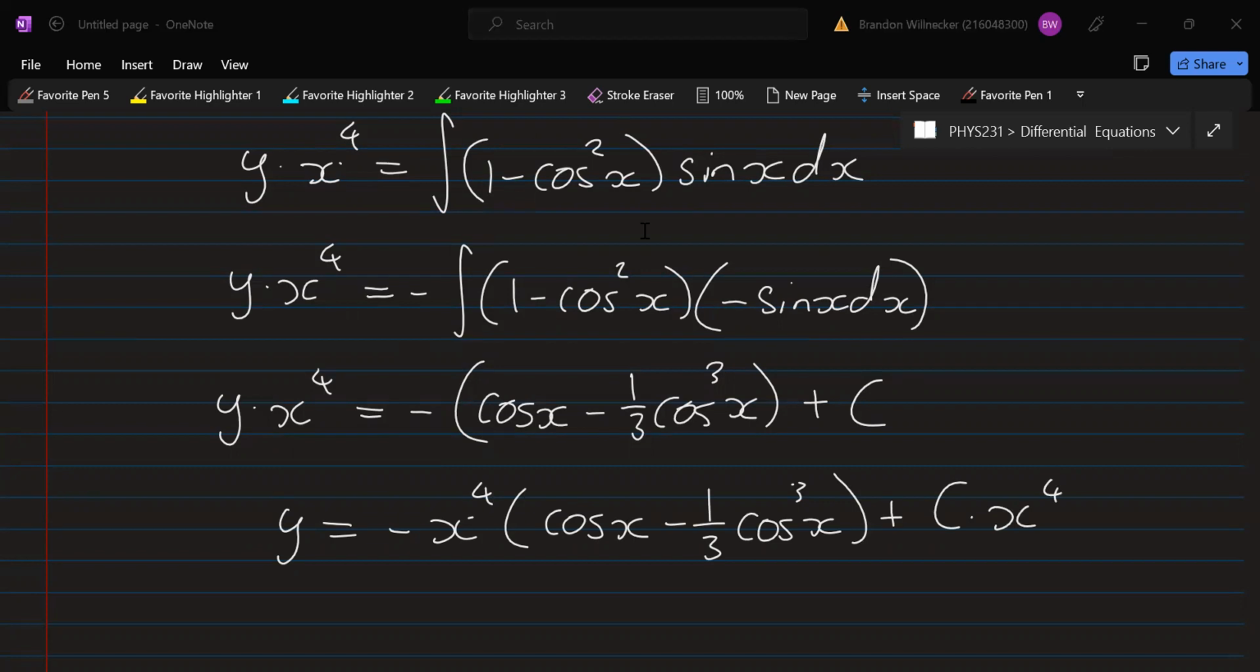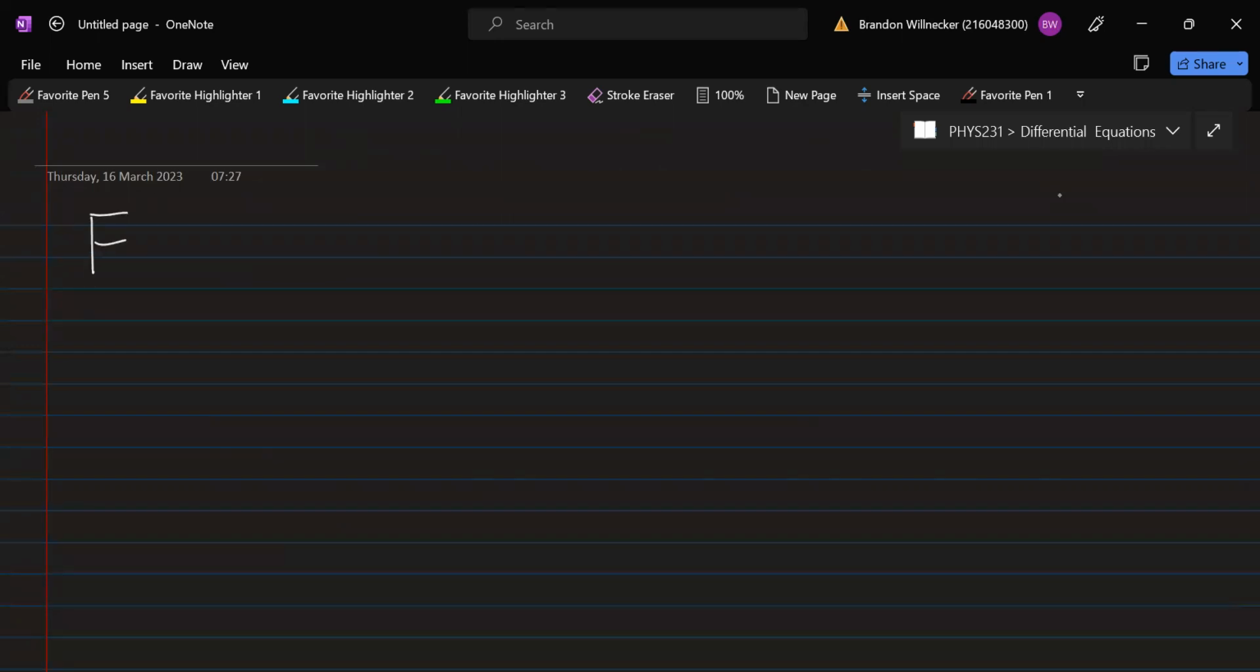Okay. So let's take a look at the next part on exact and inexact differential equations. Exact and inexact.